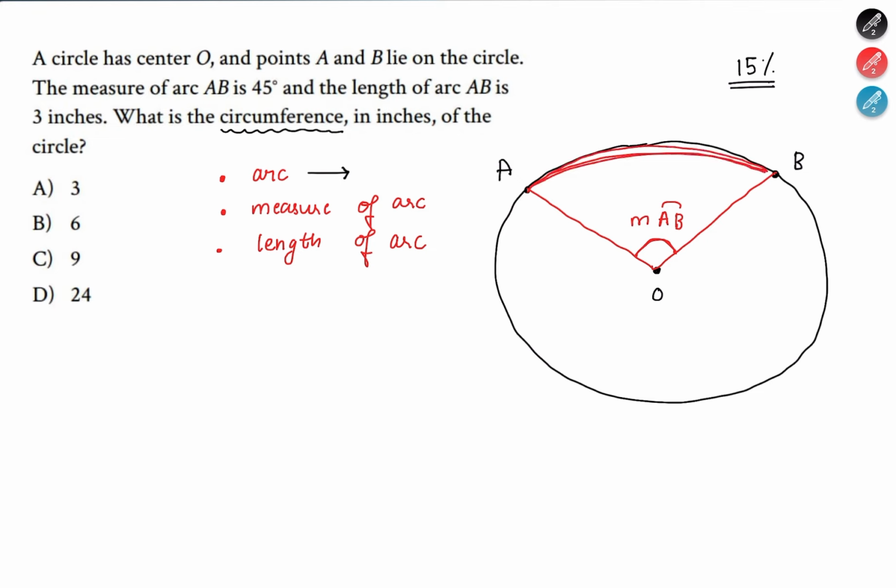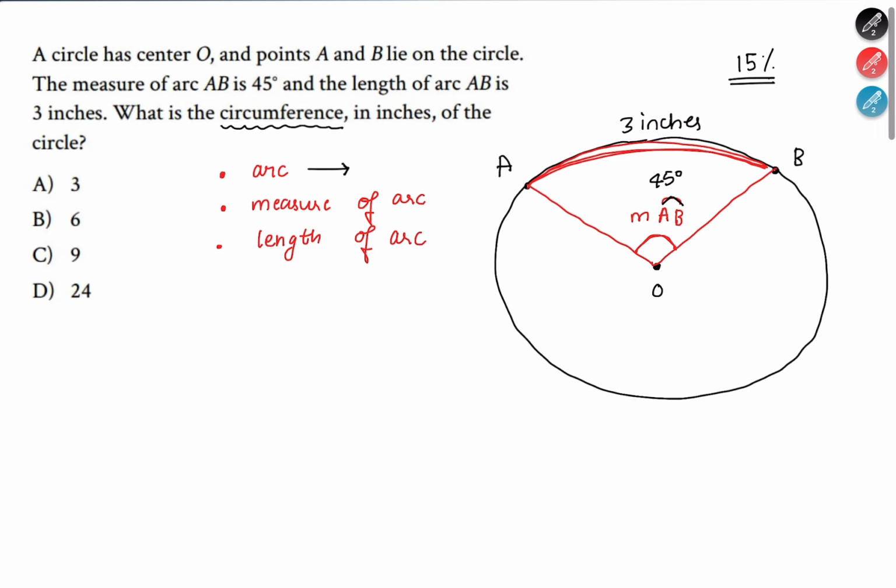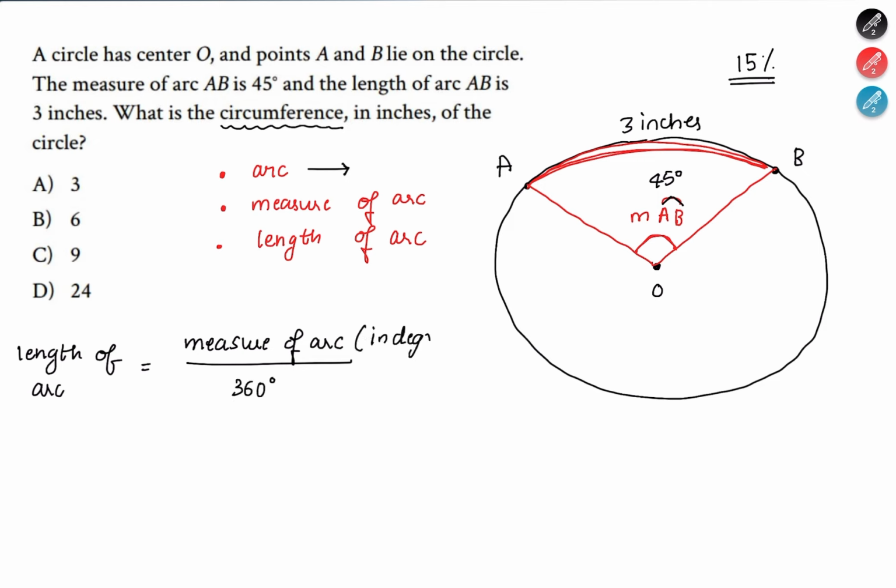Right? Yes. So now you have the length of the arc to be 3 inches and you have the measure of your arc to be 45 degrees. Perfect. Now, I'll give you a relation between measure of the arc and length of the arc that would help you solve this question. And the relation goes as follows. The length of arc is given by measure of arc over 360 degrees if the arc is measured in degrees, and multiplied with the circumference.